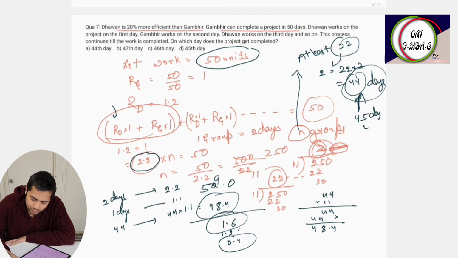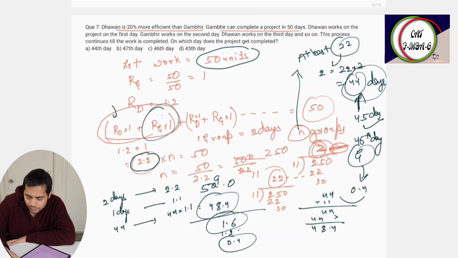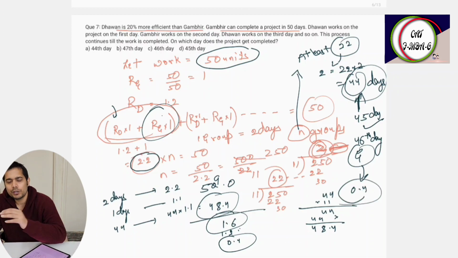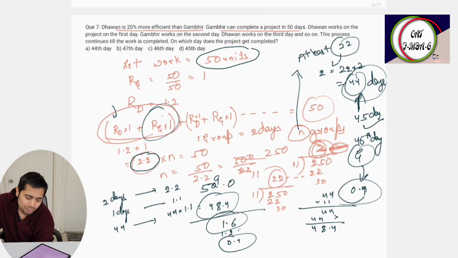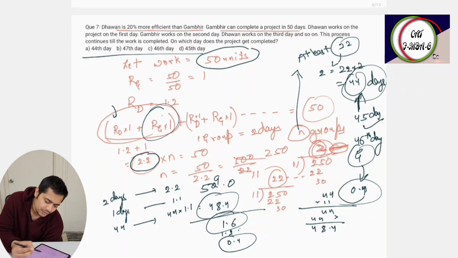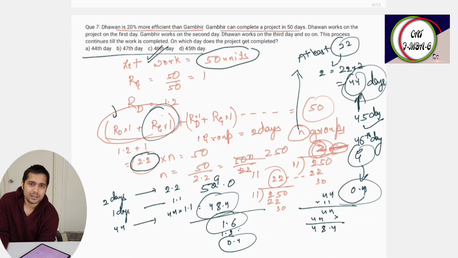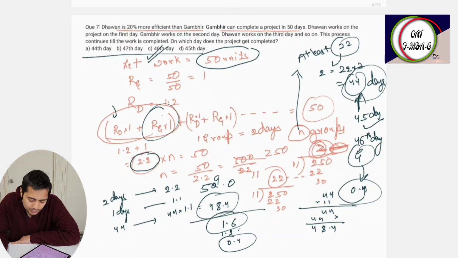45th day gone. On 46th day Gambhir will do the 0.4 units that are left. He can do 1 unit also, but only 0.4 unit is left. He will take 1 day or less than 1 day, but the answer is given in integral values. So the work will be completed on 46th day. I hope you got it.